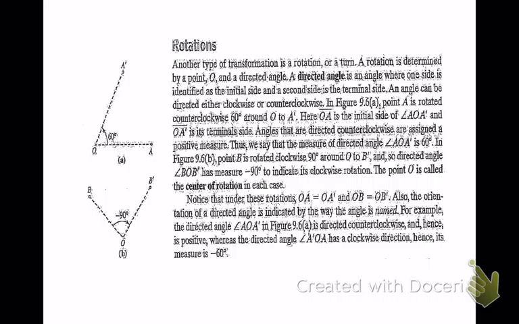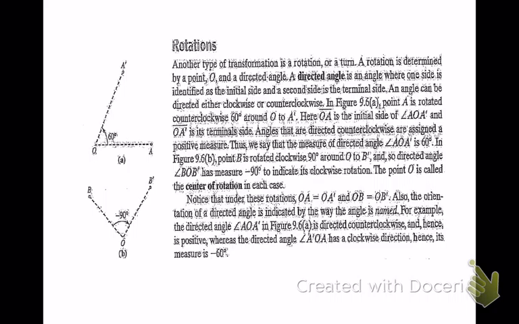In the figure, point B is rotated clockwise 90 degrees around O to B prime. So the directed angle BOB prime has a measure of negative 90 degrees to indicate its clockwise rotation. The point O is called the center of rotation in each case. Alright, so we have O as the center of rotation.